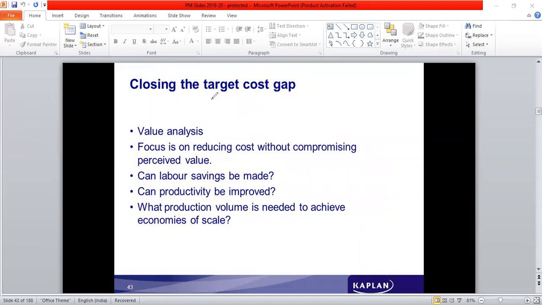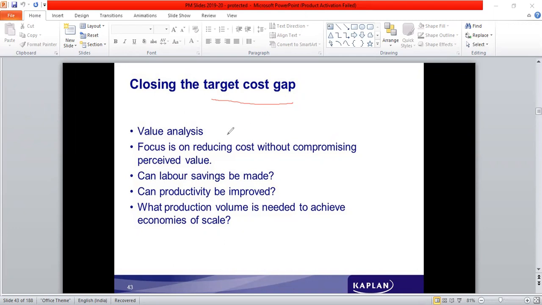Okay, so the concept of closing the target cost gap. So there is a gap. See here, in the previous situation, we see that the cost price is 40, but the target cost price is 37. So there is a gap between these two. When we compare 40 and 37, we see that there is a cost gap of $3 per unit. And that has to be closed. So if that has to be closed, a value analysis has to be taken up.